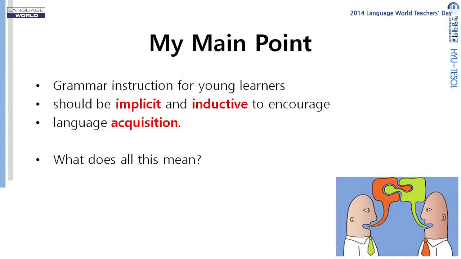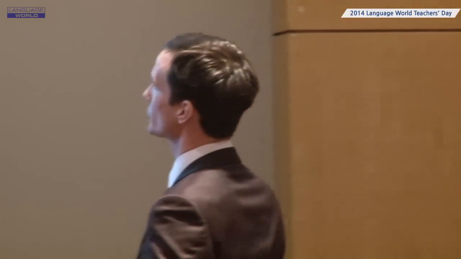I'm going to take the mystery out of this whole talk by telling you my main idea right up front. The main claim I'm trying to make is that grammar instruction for younger learners, and probably even many older learners, should be implicit and inductive, and it should encourage language acquisition. As we go through, I'm hoping I can unpack what I mean by each of these ideas.